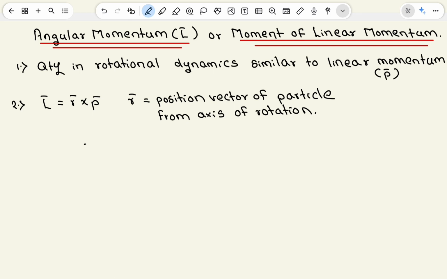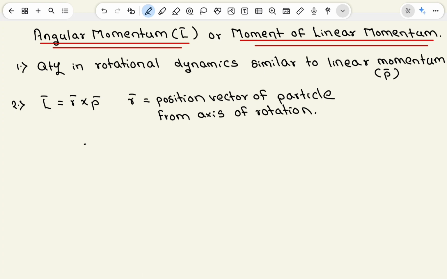In this series, the topic that we are going to study today is angular momentum, also called as moment of linear momentum. It is a quantity in rotational dynamics which is similar to linear momentum. So in linear motion, we have linear momentum represented by vector p bar. In the similar manner, we have angular momentum in rotational dynamics represented by vector L bar.